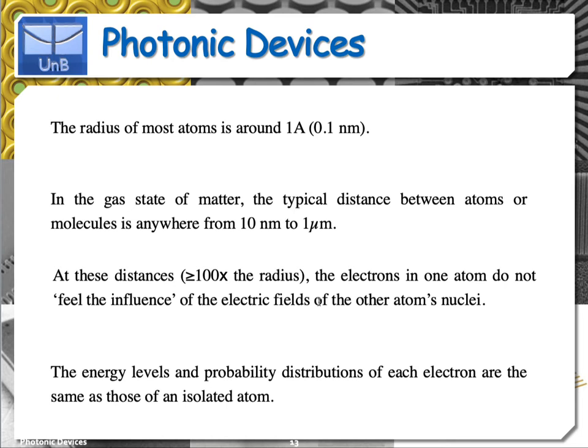So in that case, the energy levels and probability density functions of each electron are not disturbed by the electrostatic forces of the adjacent or neighboring atoms. The energy levels and the wave functions are going to be the same as those of an atom which is isolated from any other atom. Okay, so this is how a gas would behave.